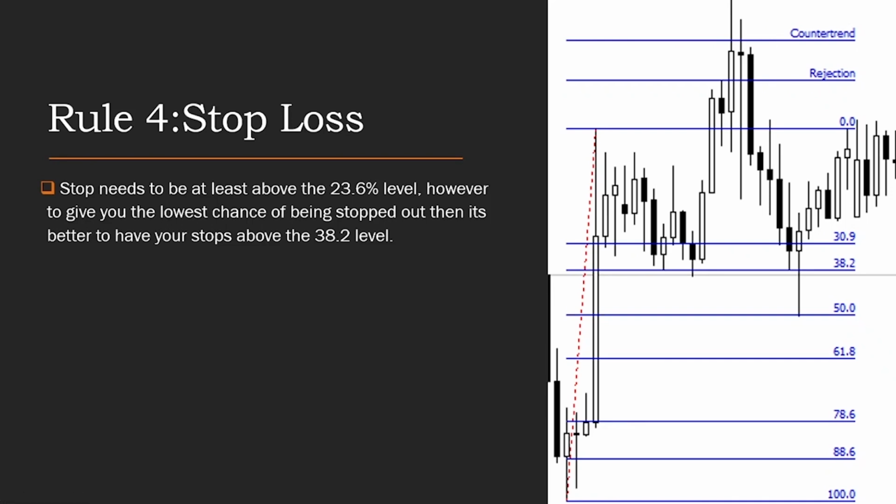We'll go through so many examples as this video series goes on. But again, you want your stop above the counter trend at least, but ideally above the 38.2 to give you enough room for when it overextends. Normally, the further it overextends, the faster or the deeper the correction. But in this case, it was a nice correction. We've got a nice slice from here to here.